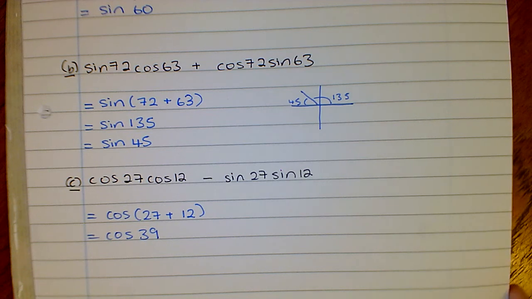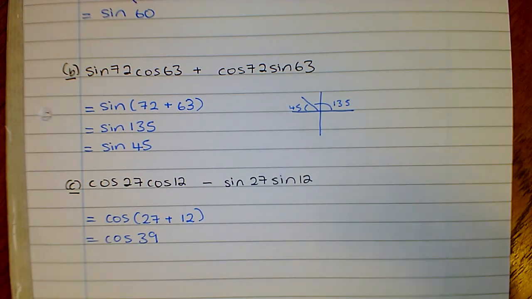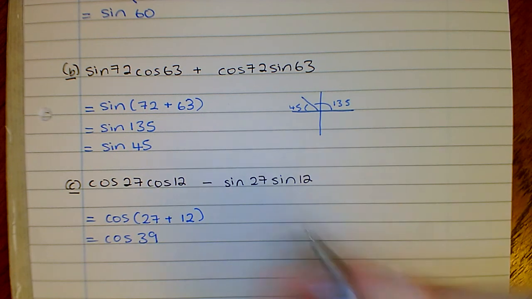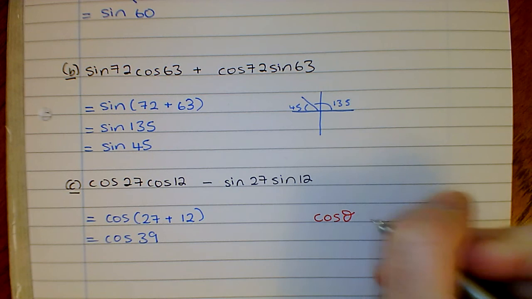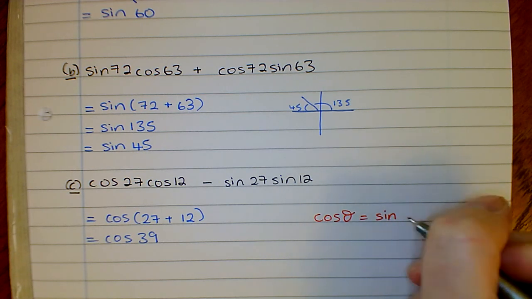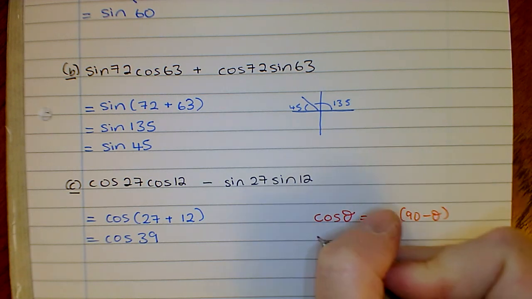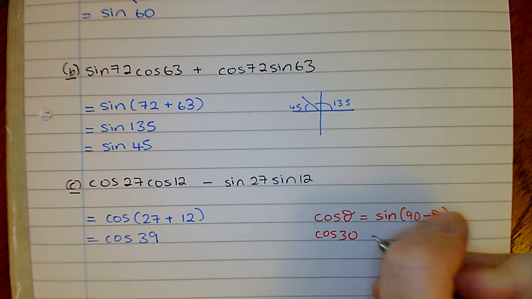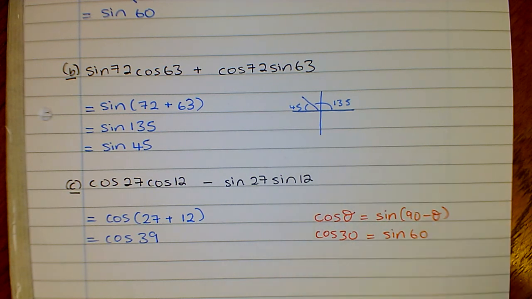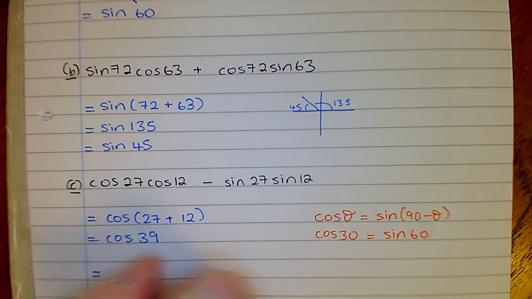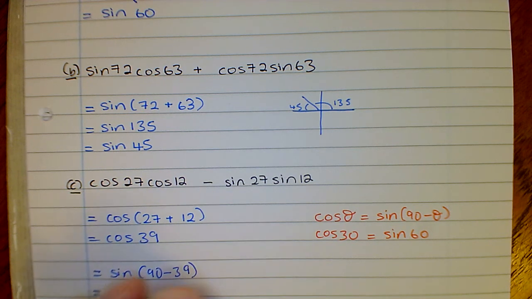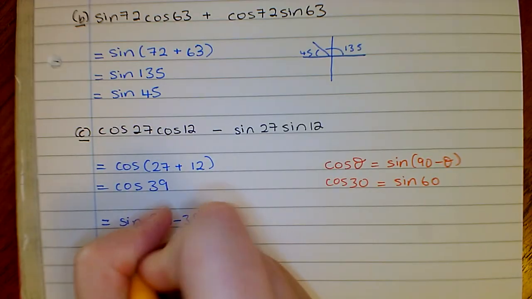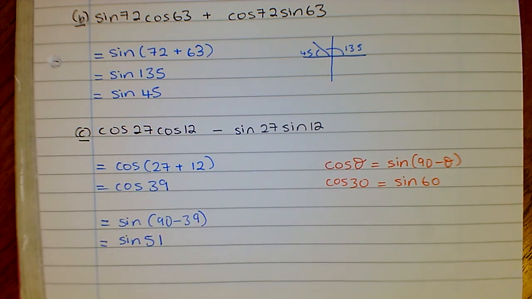Now, again, using what you know about angles, the question asks for sine alpha, not cos, but we know that the cos of an angle is the same thing as the sine of 90 minus that angle. So we know that, for example, cos 30 and sine 60 are the same things. Okay, so we can write this as the sine of 90 minus 39, which is the sine of 51.